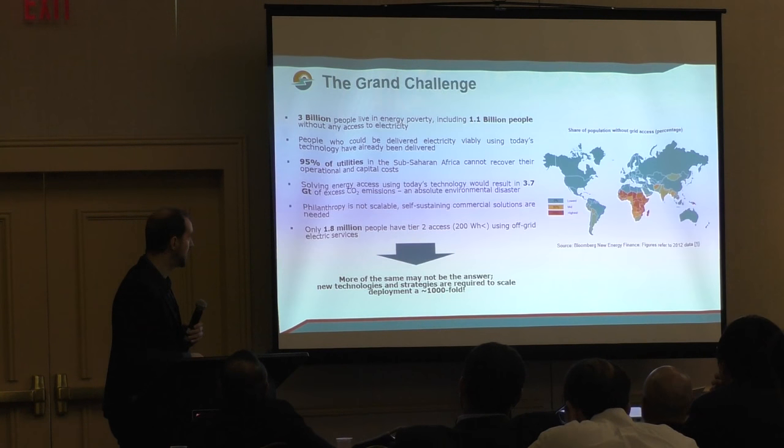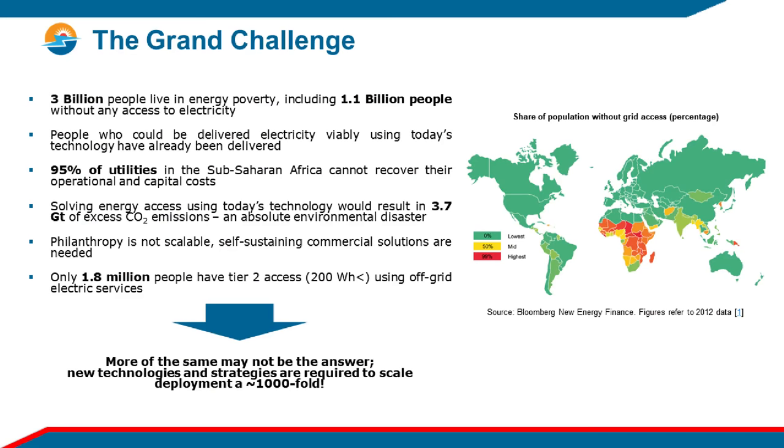So, to sum it up, the grand challenge, the way we see it, is that we have 3 billion people living in energy poverty and 1.1 billion of them without any access to electricity. People who could be supplied with electricity have already been supplied. 95% of utilities in sub-Saharan Africa are losing money on every kilowatt hour they are selling. And solving energy access using today's technology would result in 3.7 gigatons of excess CO2 emissions. So we are talking about some really strong problems here.